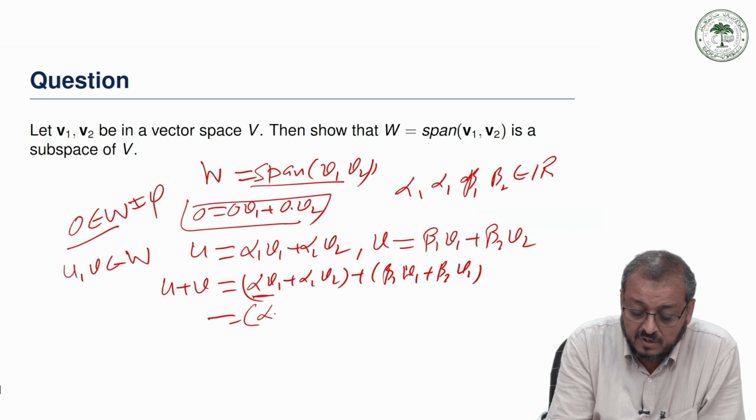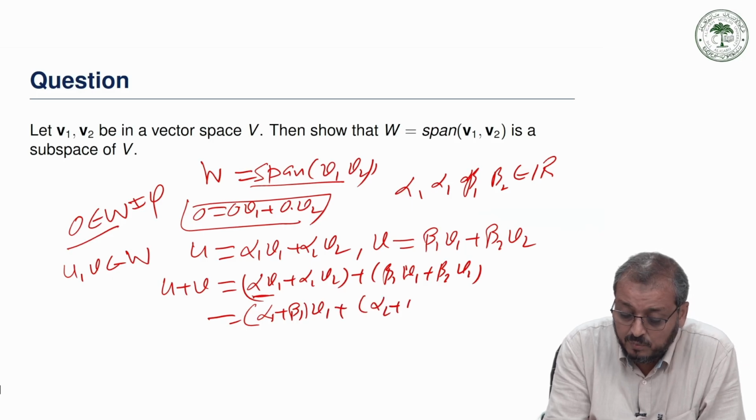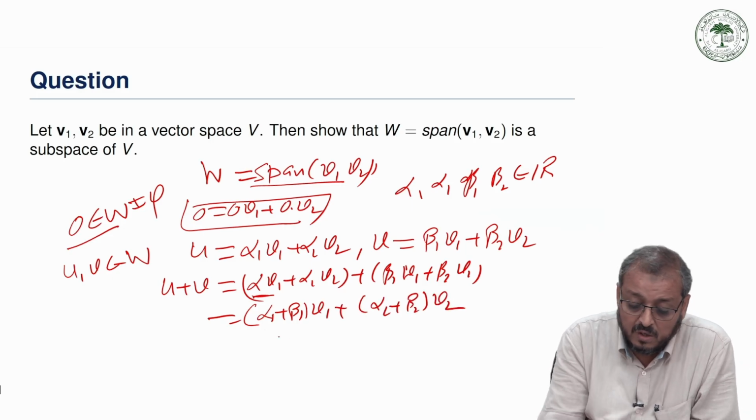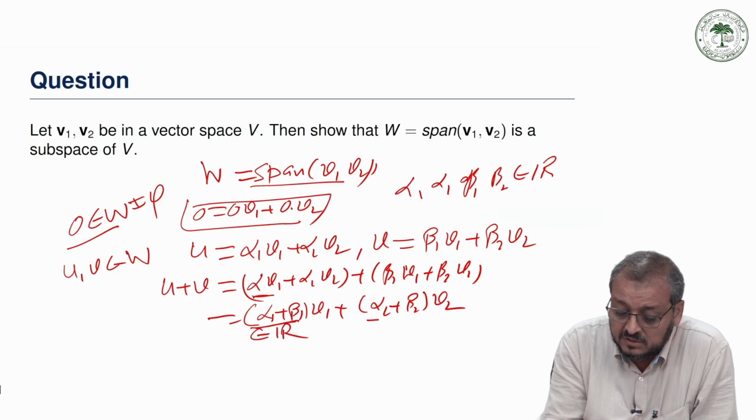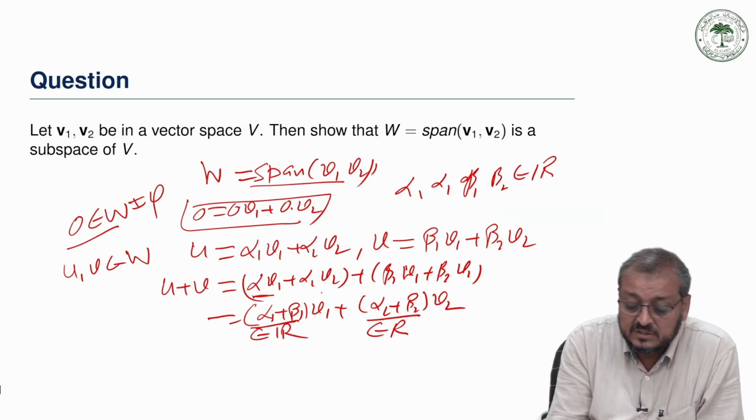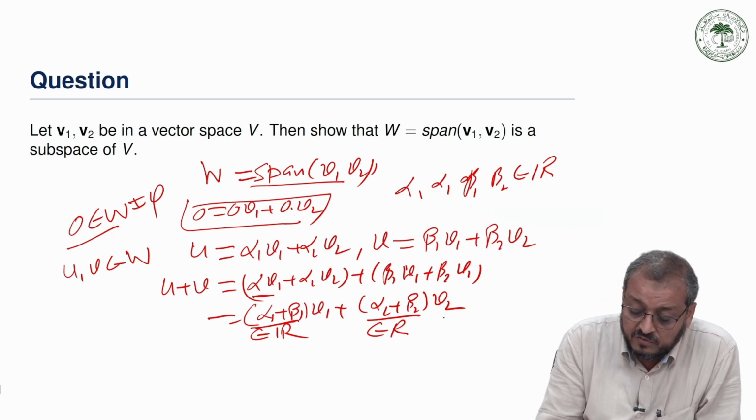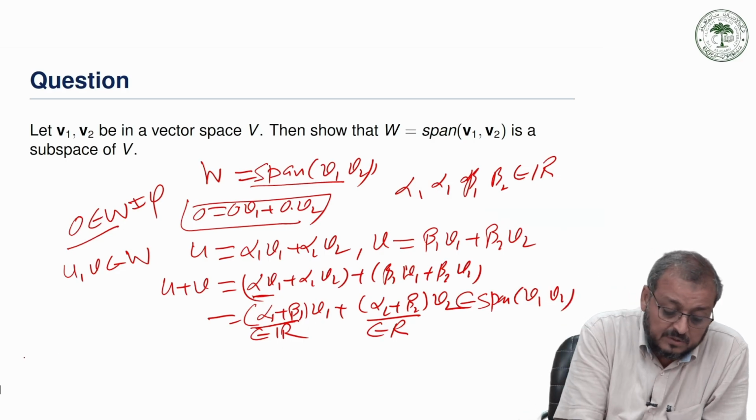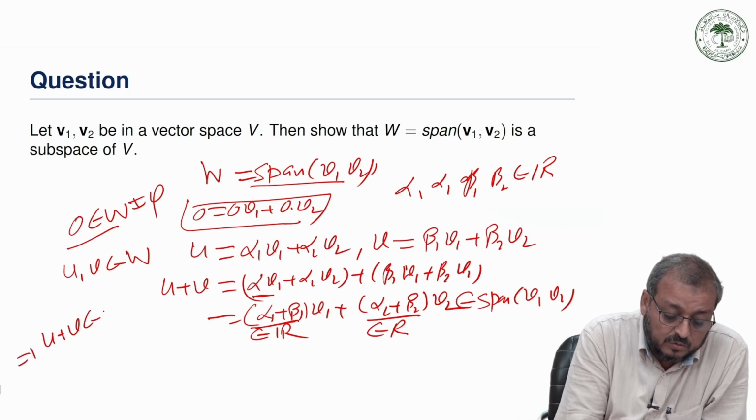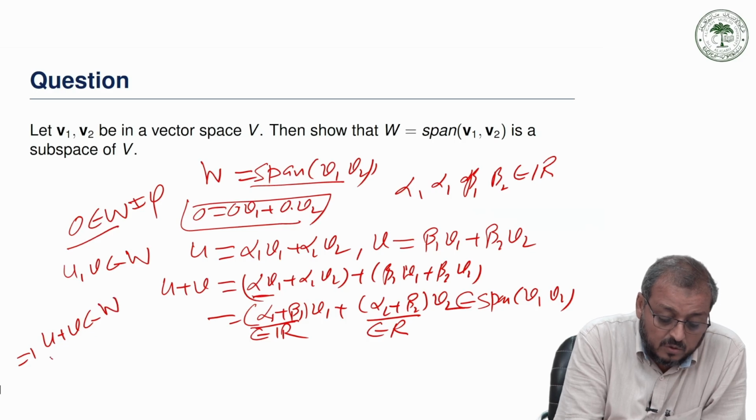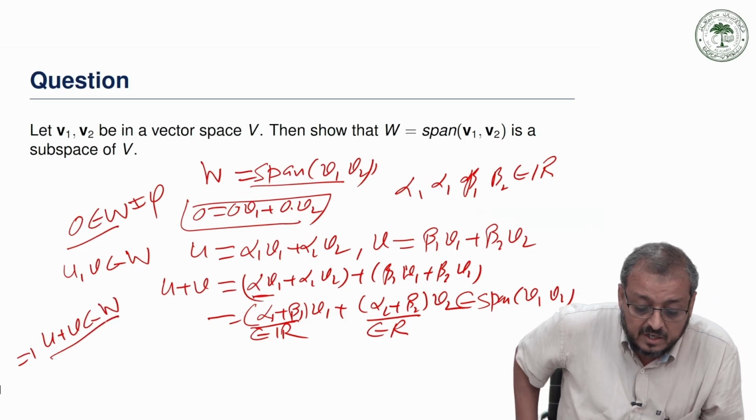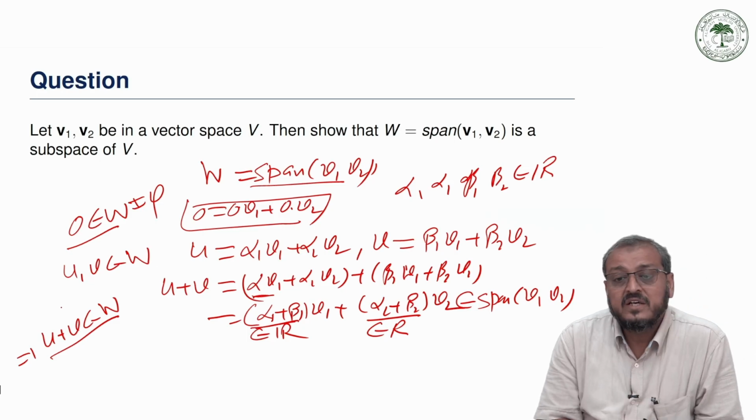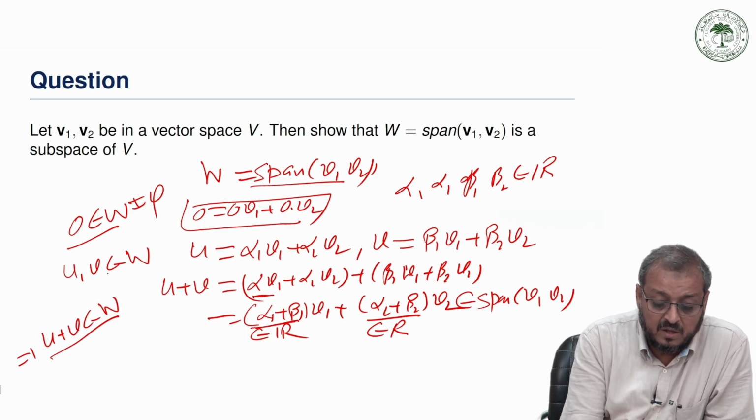This can be written as (alpha 1 plus beta 1) into v1 plus (alpha 2 plus beta 2) v2, and these coefficients belong to R. This means it can be written as a finite linear combination of v1 and v2, so it belongs to the span of v1 and v2. This implies that u plus v belongs to W. So we can say that W is closed under addition.